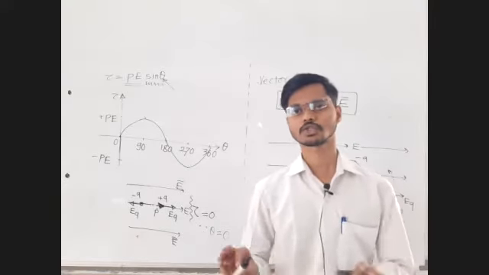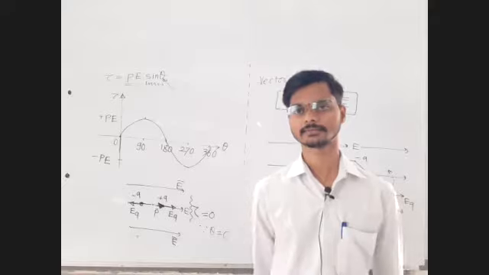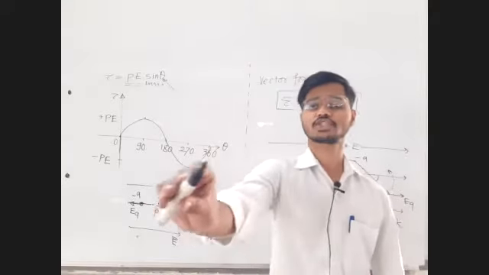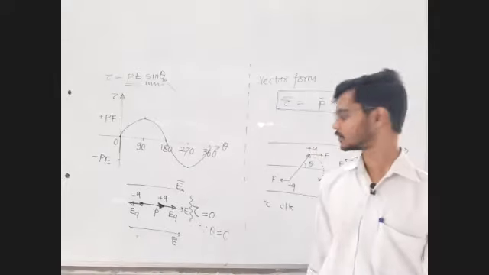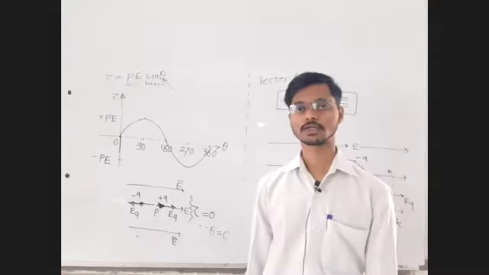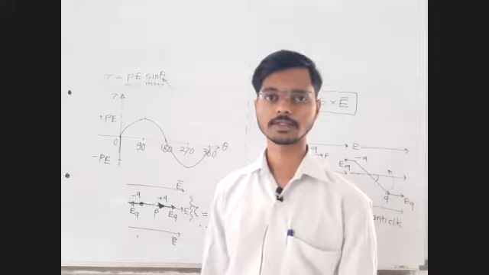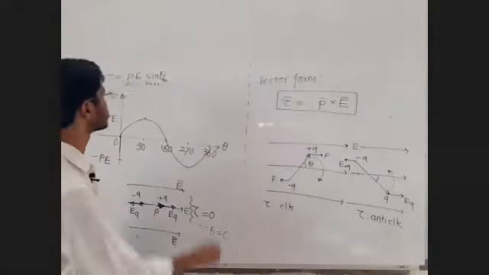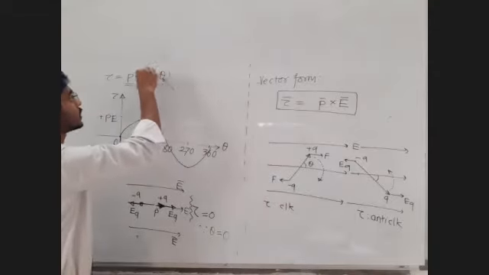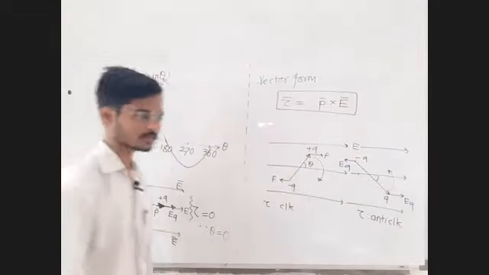What is torque trying to say? Align the dipole in the direction of electric field. Make theta equal to 0. That's what the torque is trying to say. Is that like angular SHM? Yes. For small values of angle, for small values of this theta, it will be angular SHM. That we will learn later.